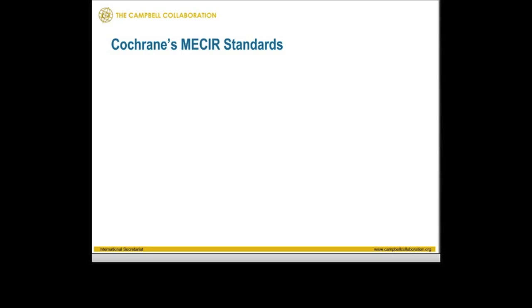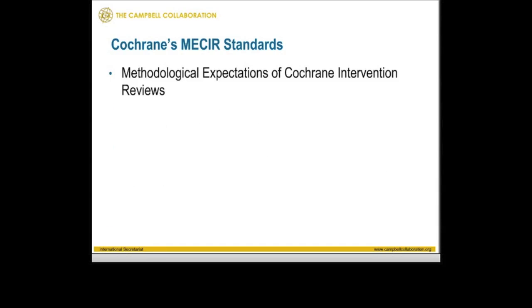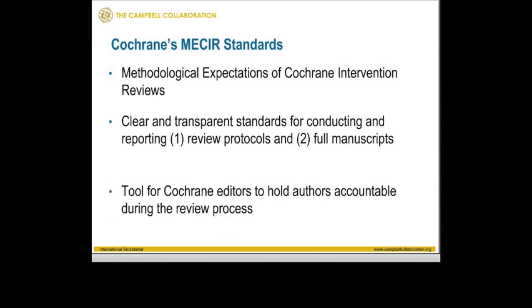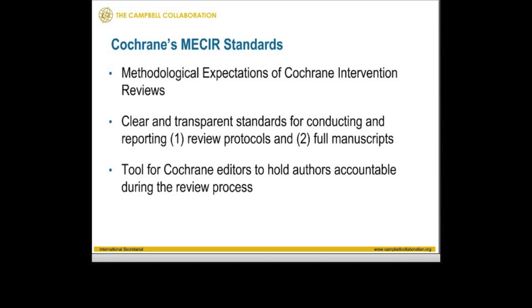Our MEC2IR guidelines were adapted from the Cochrane Collaboration's MECIR standards for the expectations for Cochrane Collaboration intervention reviews. Cochrane's standards were designed to provide clear and transparent standards for both the conduct and the reporting of systematic review protocols as well as completed manuscripts. The goal is to provide a resource for both authors and editors to make it clear what is expected of them for the publishing of their protocols and systematic reviews.